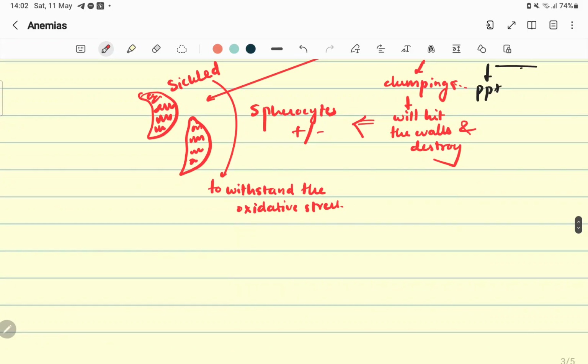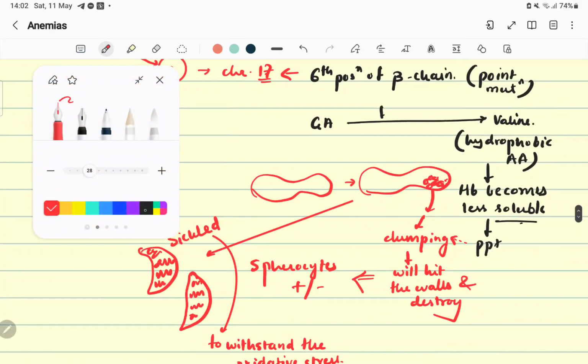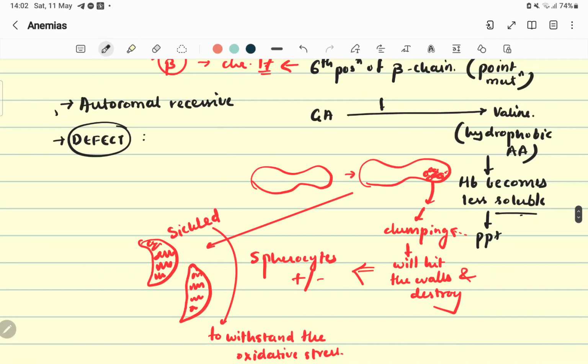So basically, the inheritance is autosomal recessive, and the defect is intracorpuscular. The defect is within the corpuscles. These mutations and all are happening there. So we have an intracorpuscular defect. Understood?